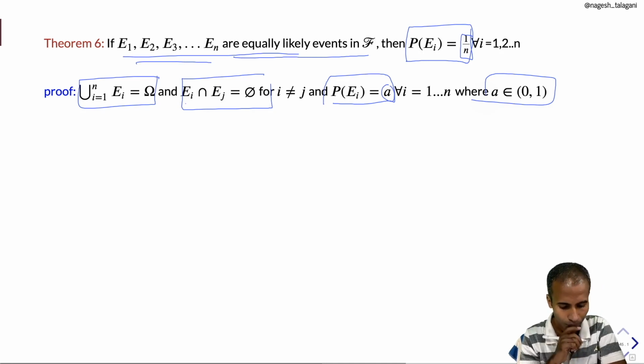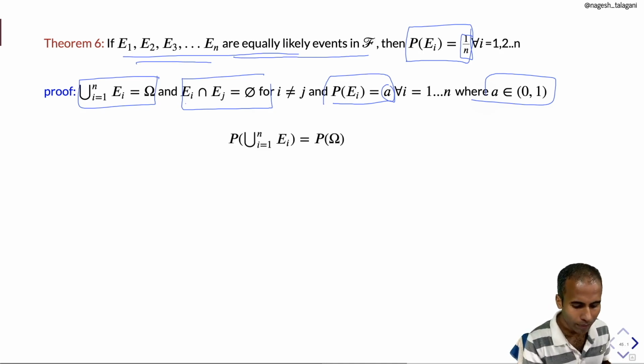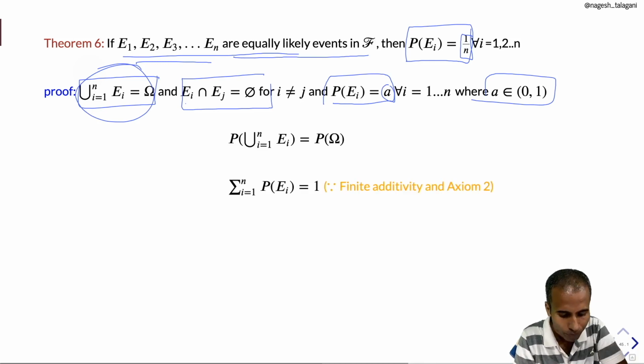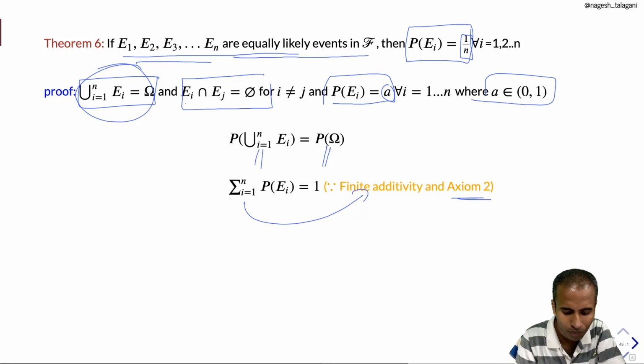Now, if I apply probability to both sides, the probability of union i equal to 1 to n Ei will be the same as probability of omega. Now, the right hand side, from axiom 2, I'll write 1. The left hand side we can apply finite additivity, because E1, E2, so on, En are mutually exclusive, as they form a partition. So the left hand side is equal to summation i equal to 1 to n probability of Ei because of finite additivity. The right hand side is equal to 1 because of axiom 2. This is from finite additivity, this is from axiom 2.